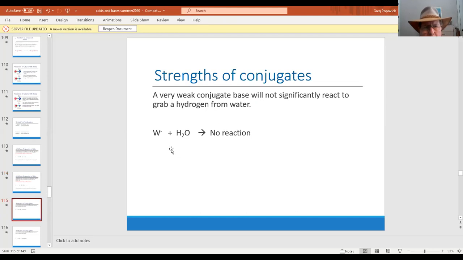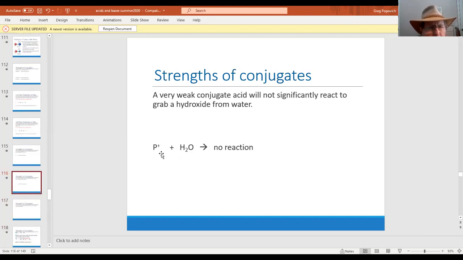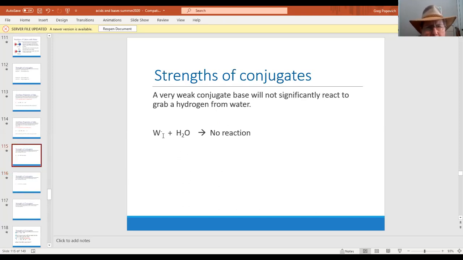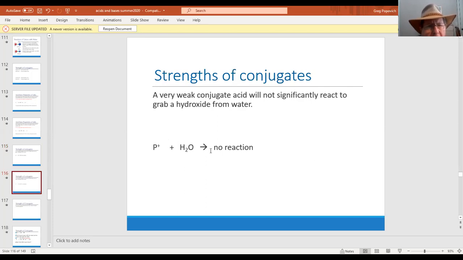Now, if I have a weak conjugate base, I don't get any reaction. If I have a weak conjugate acid, I get no reaction. So for the weak conjugate base, I do not make H+. For my weak conjugate acid, I don't make OH-.